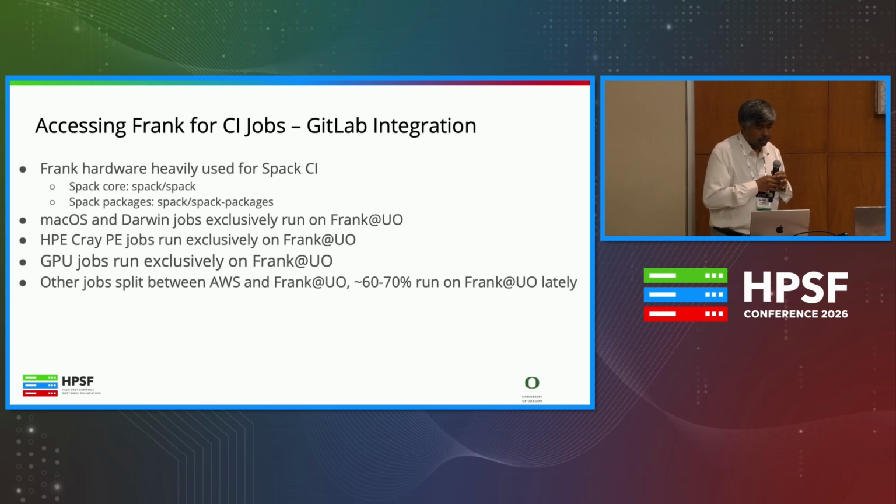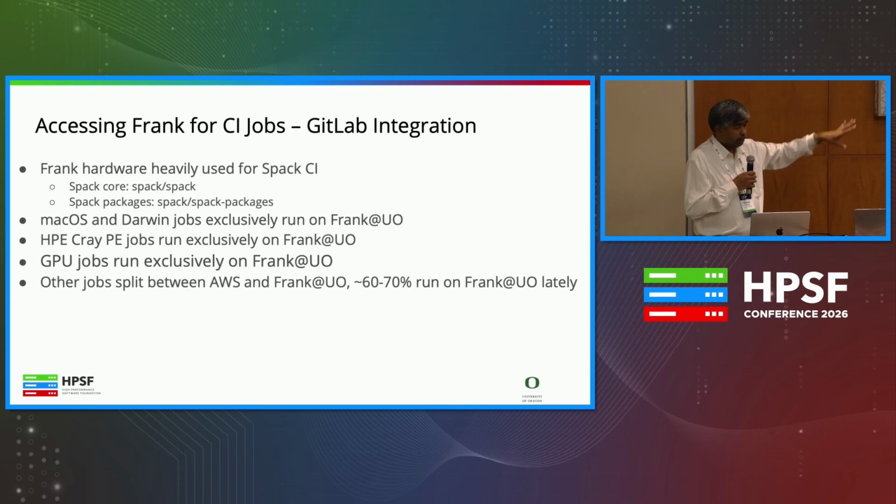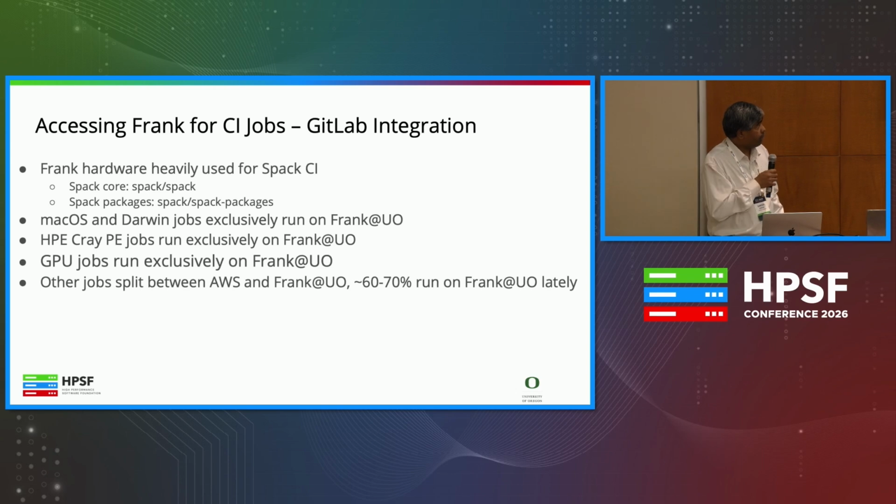The Frank hardware is used heavily for Spack CI. There's the Spack core, spack/spack, as well as the Spack packages. We have macOS and Darwin jobs that are run exclusively on Frank. The HPE Cray PE jobs are currently run exclusively on Frank, and the GPU jobs are run here. But the other jobs are split between AWS and Frank.